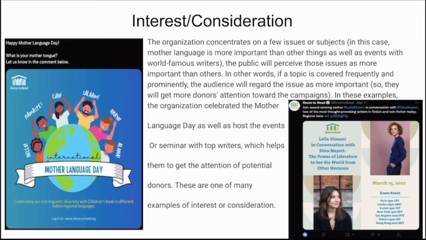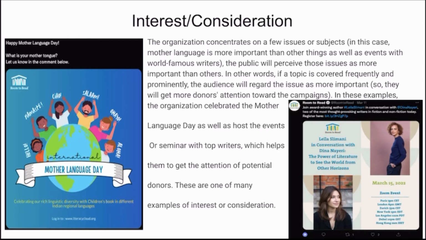The next step is interest or consideration, where the organization concentrates on a few issues or subjects. In this case, mother language is more important than other things, as well as events with world-famous writers. The public will perceive those issues as more important than others. In other words, if a topic is covered frequently and persistently, the audience will regard the issue as important, so they will pay more attention to the campaigns.